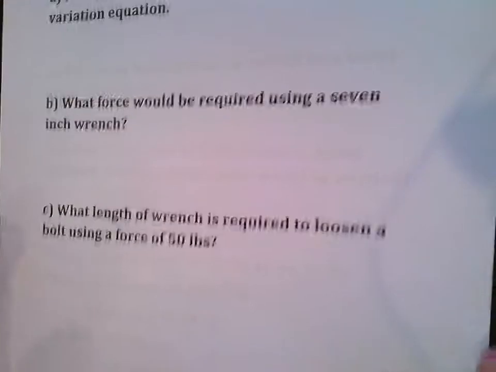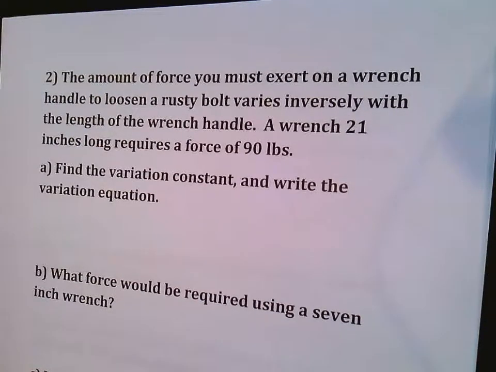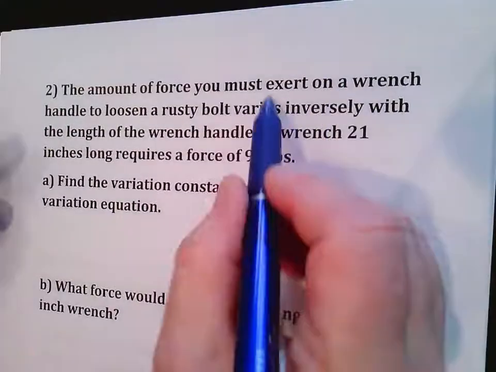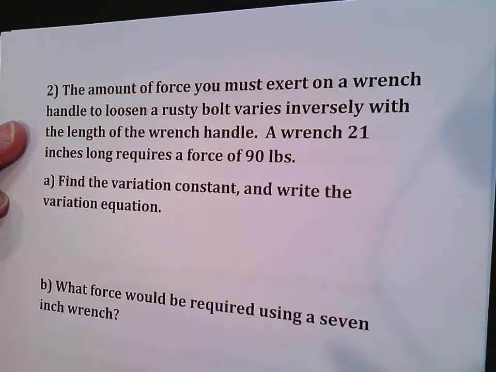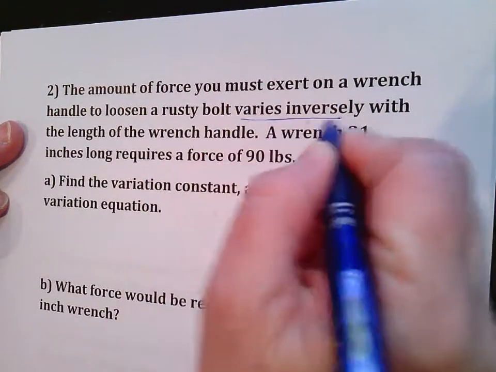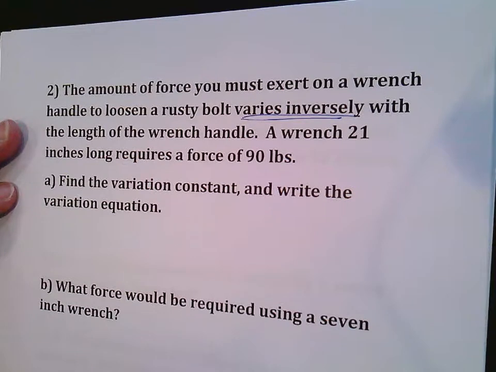Next one. This one is an inverse variation, because you knew that was coming. This time, the force you have to put on a wrench handle to loosen a rusty bolt varies inversely with the length of the wrench handle.